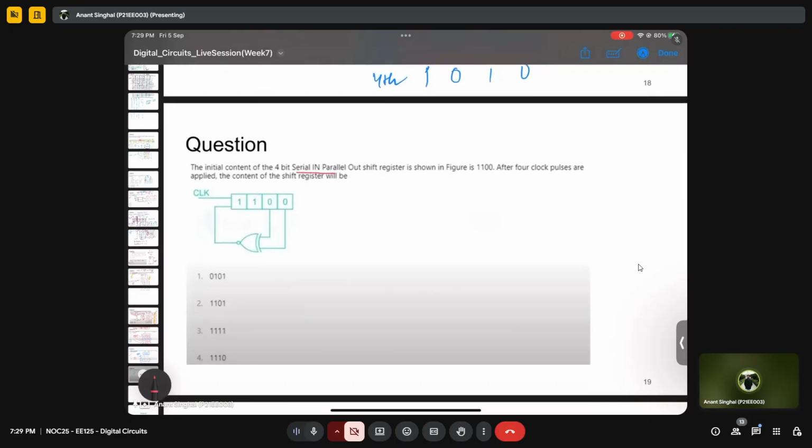Again, we have a serial in parallel out 4-bit register. The initial contents are given, but there is some XNOR relation. So this is an XNOR gate. It says that the register has this after 4 clock pulses. What are the contents? So this is again the same question. Please let me know the answers in your chat box. Maybe take 2 minutes and let me know the answers.